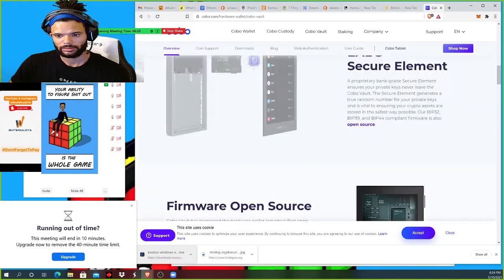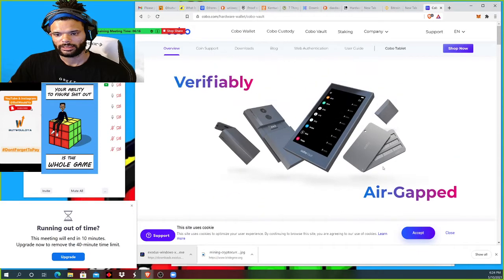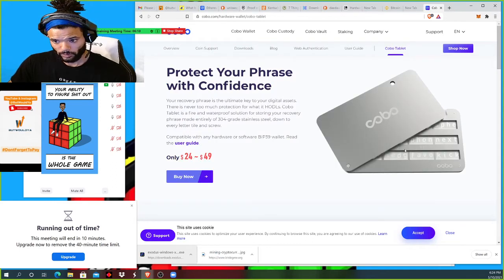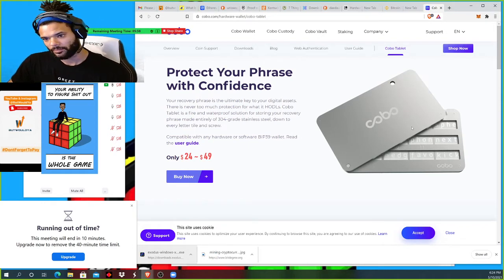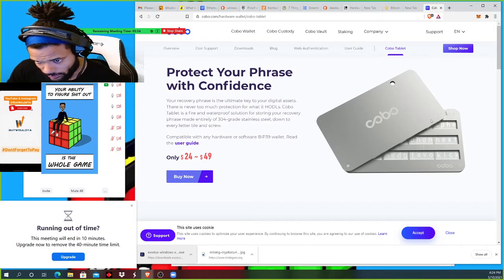And the one that you're going to be looking for is, where is it? It's this thing right here. I think it's called Kobo Tablet. Yeah, there it is, Kobo Tablet. Boom. So if you're worried about saving your seed phrase, you can buy this right here. It's called a Kobo Tablet. And then you can store your seed phrase in here. It'll protect against fire, against water, against earthquakes, and all that good stuff.